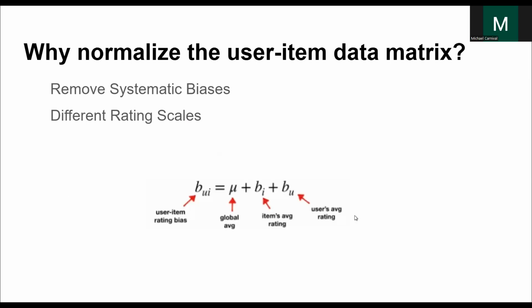How can we normalize our user item matrix? Here on the bottom shows the equation to normalize our matrix. We need to calculate global mean, user bias, and item bias.